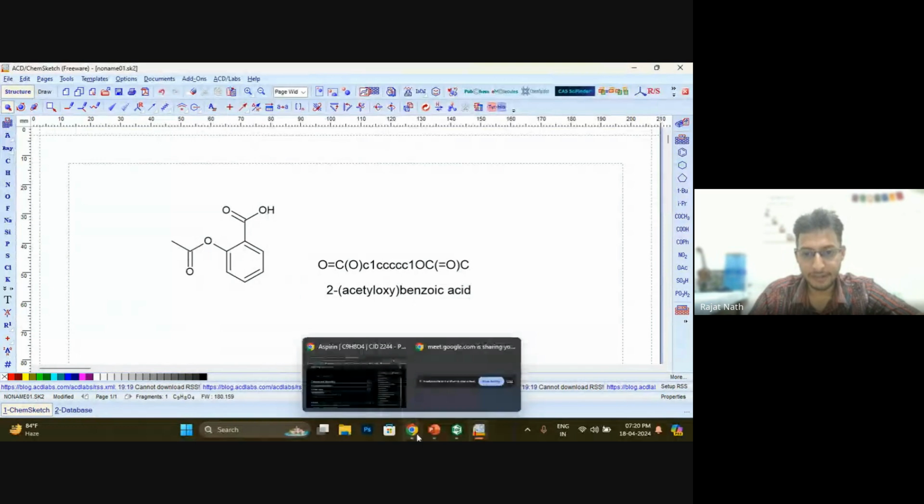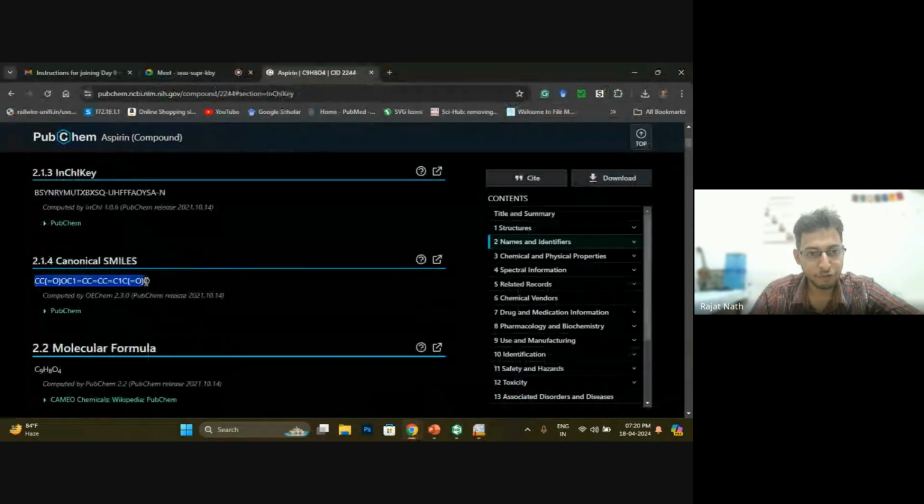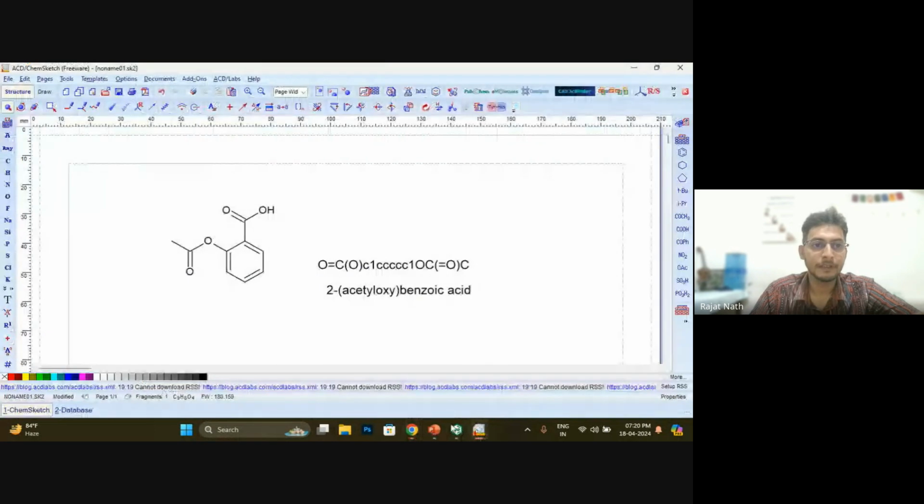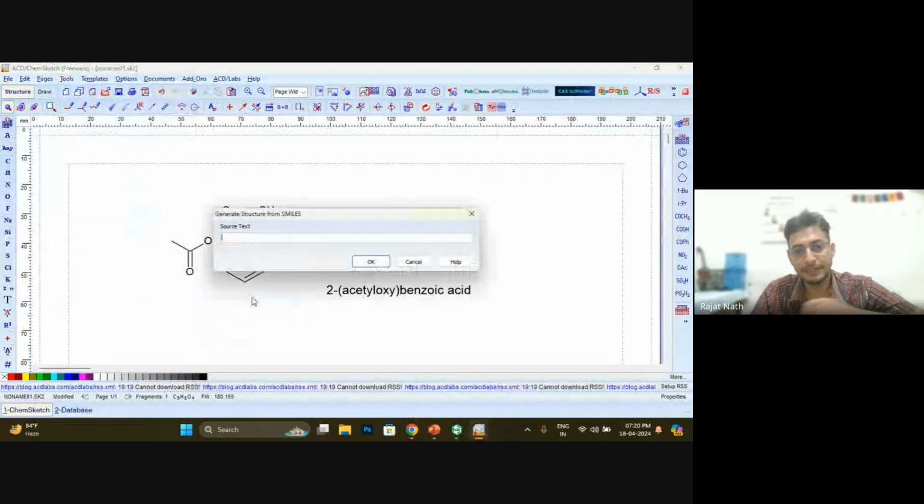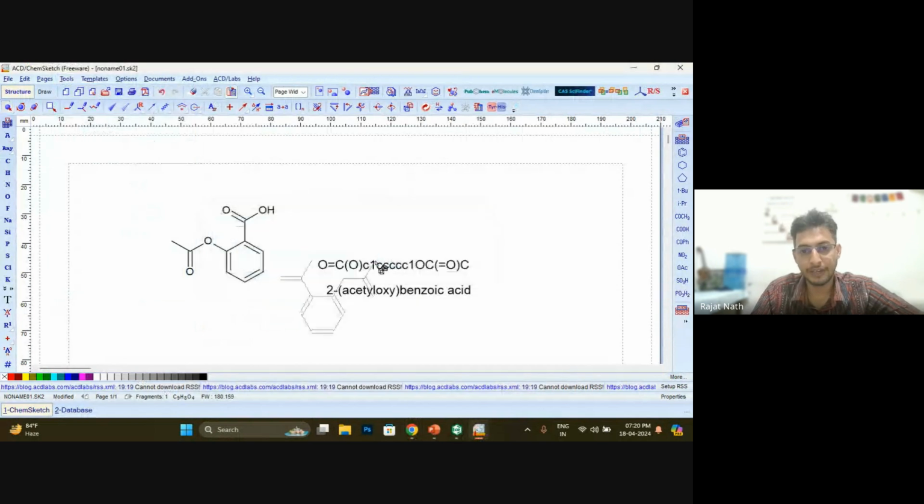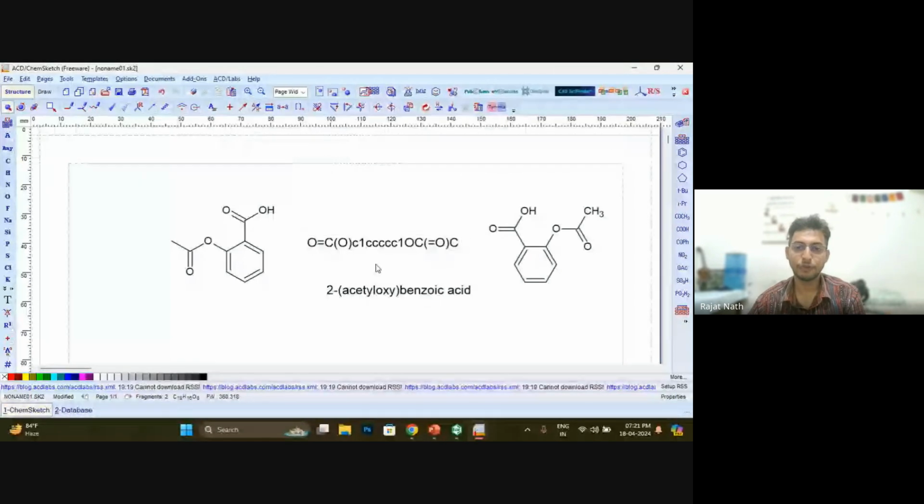Another thing you can do in this software is, we have the canonical SMILES, and if we copy this canonical SMILES and go to Tools, then Generate, then Structure for SMILES, and paste the SMILES and click OK, see, it will draw the structure for us. So in this software, we can get structure from SMILES, name from structure, or structure from the SMILES format. So this is the SMILES format we need for our bioinformatics analysis.